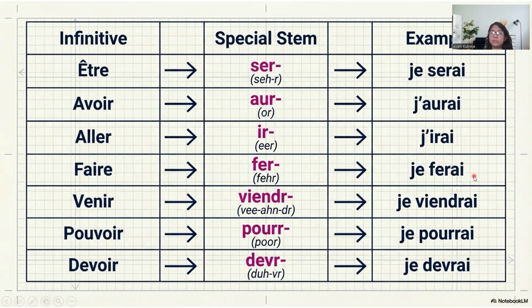For faire, it's fer. Je ferai. For venir, the stem is viendr. Je viendrai. For pouvoir, the stem is pourr. Je pourrai. For devoir, the stem is devr. Je devrai. So for irregular verbs, we'll have irregular stems, which you'll have to learn. But the endings will remain the same. So if you just learn the stem, you can add the endings yourself. Take 2 minutes, quickly learn the endings, and let's try to make sentences with some of them. Everyone, quickly learn right now.